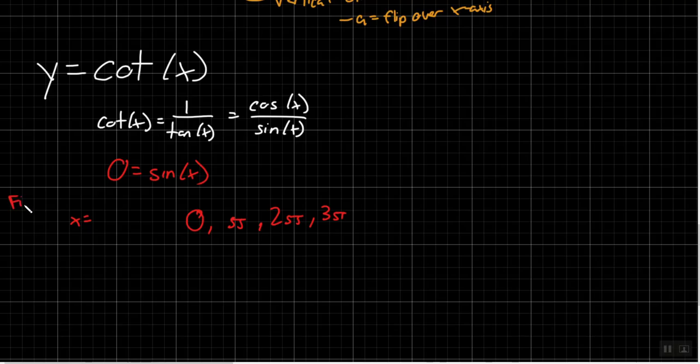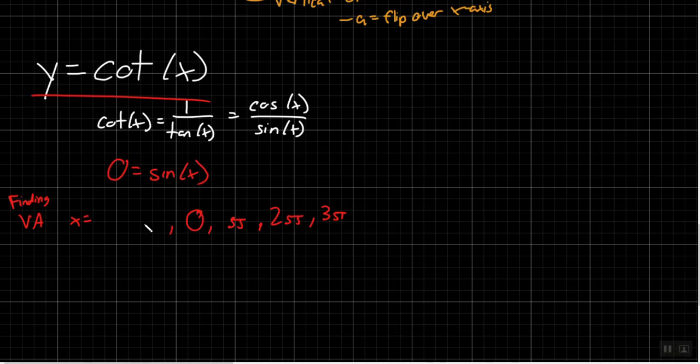Is that the formula for vertical asymptotes? This is cotangent, yes. Cotangent is the reciprocal of tangent. Tangent is sine over cosine. So if we want the reciprocal of that, we just flip it over. We have cosine over sine. That's why we have it.